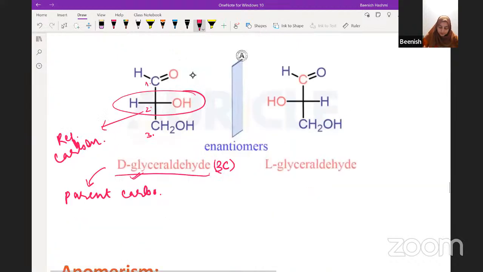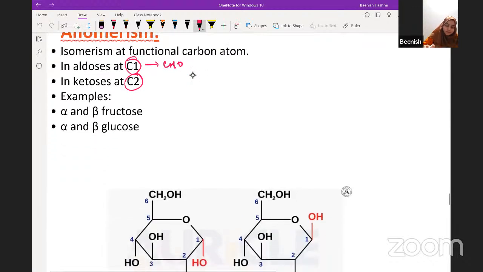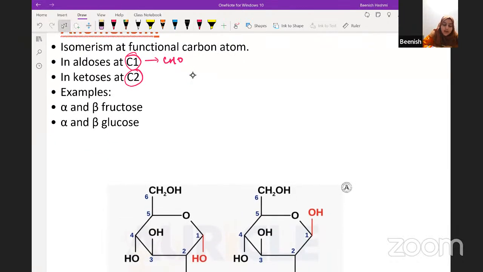Now talking about anomers, this is isomerism at the functional carbon. In aldoses, which have the aldehyde functional group, the aldehyde is attached at carbon 1, so the functional carbon is C1. In aldoses, when there is isomerism at C1, or in ketoses, when there is isomerism at C2, it is known as anomerism. Examples are alpha and beta fructose, alpha and beta glucose.